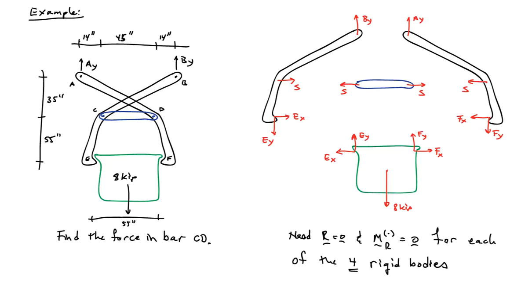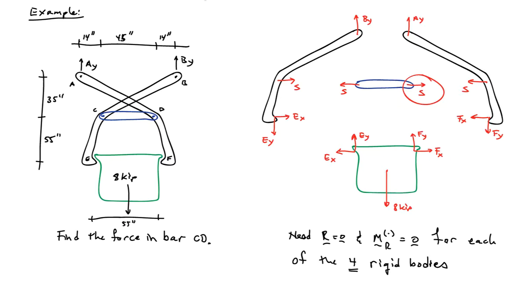Now what I need is the total resultant force and the total resultant moment to equal 0 for each of the 4 rigid bodies. Okay, and I can use this to determine the force in the spreader bar. So the unknown again that I'm interested in is the spreader bar force S, and I have equilibrium of each rigid body to help me try and determine what S is.